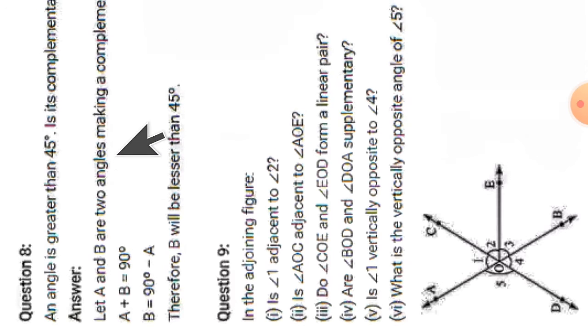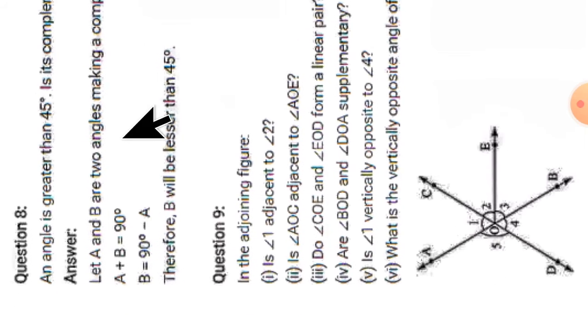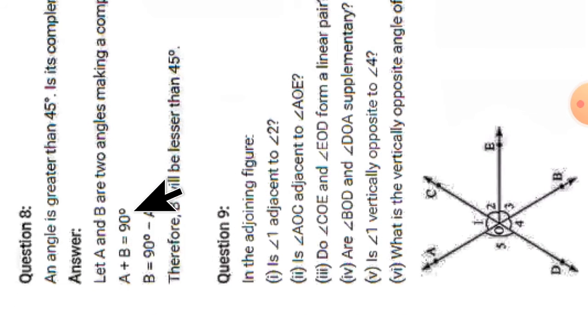Let us see: let A and B be the two angles making a complementary angle pair, and A is greater than 45 degrees. So A plus B equals 90 degrees, so B equals 90 degrees minus A. Therefore B will be lesser than 45 degrees.